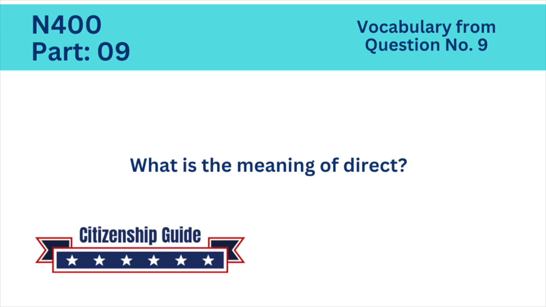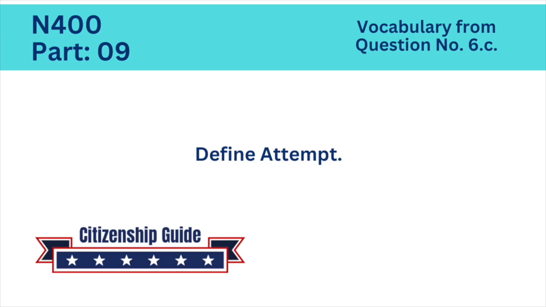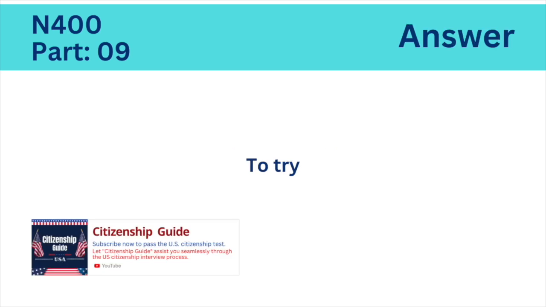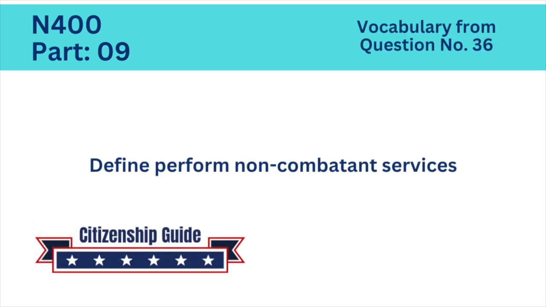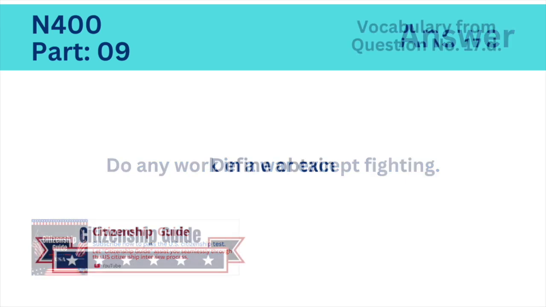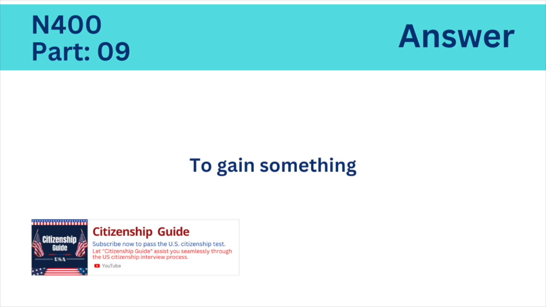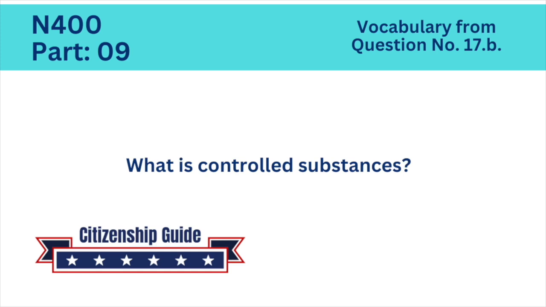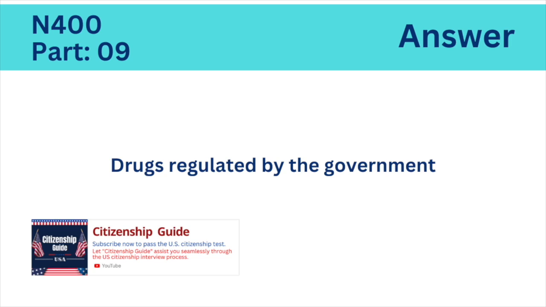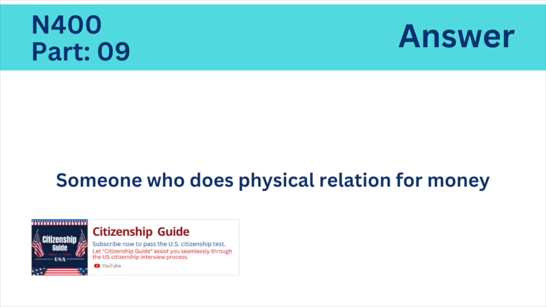What is the meaning of direct? To be in charge. Define attempt. To try. Define perform non-combatant services. Do any work in a war except fighting. Define obtain. To gain something. What is controlled substances? Drugs regulated by the government. Do you understand the meaning of prostitute? Someone who does physical relation for money.